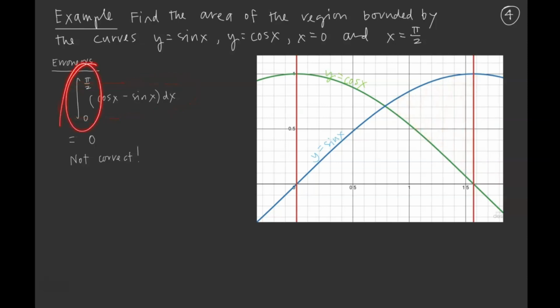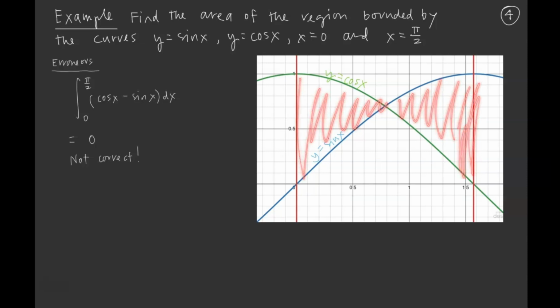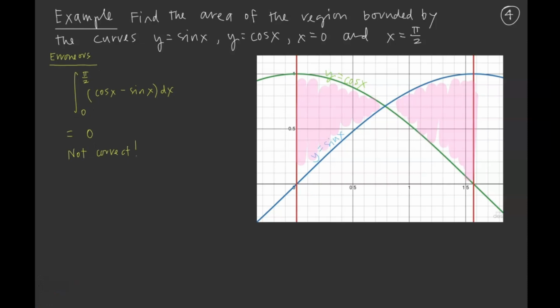calculation for the whole interval 0 to pi halves, we were essentially counting up some area and then taking the negative of that area, because we were taking cosine x minus sine x, which would flip it, and we were zeroing everything out. But we are interested in the actual region bounded by these two curves, so it will be a positive number for both of these areas, and so we just need to split it up. So whereas this was the wrong solution, the correct solution would look something like this.